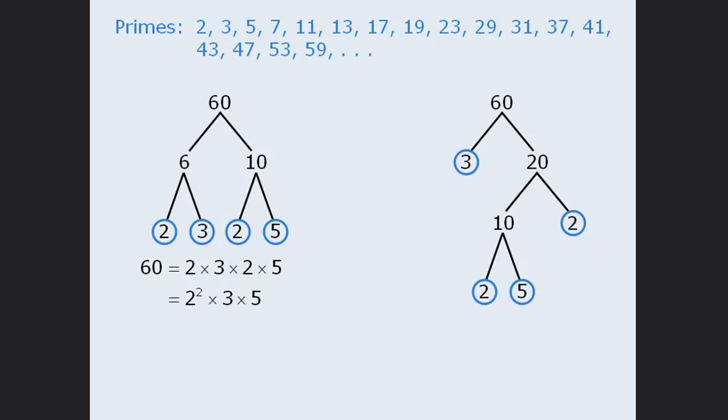At this point, we can see that 60 equals the product of the numbers at the ends of the branches, which we can rewrite as follows. Notice that this product is the same as the product we got from the first attempt.